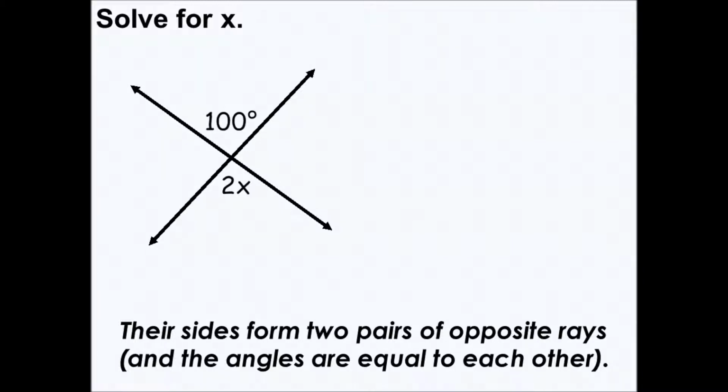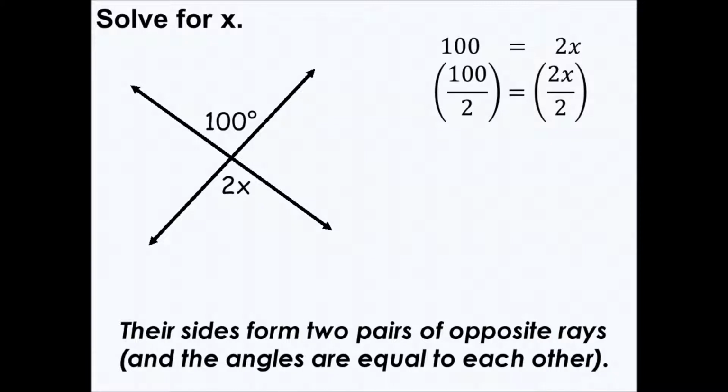Solve for x. Notice that the sides form two pairs of opposite rays and the angles are equal to each other. 100 equals 2x. To solve this, we use algebra. We're going to divide both sides by 2. 100 divided by 2 equals 50. And 2x divided by 2 equals x. Therefore, 50 equals x.